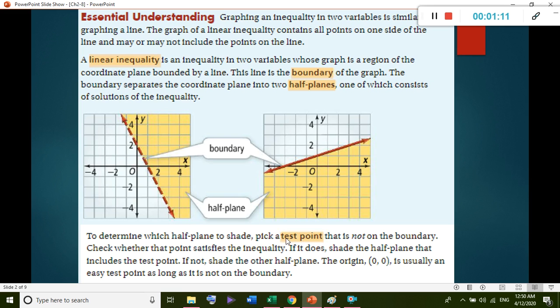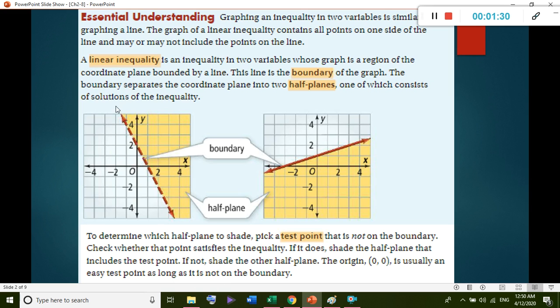What we're going to do is have a test point that is not on the boundary. Check whether that point satisfies the inequality. If it does, shade the half plane that includes the test point. If not, shade the other half. The origin (0, 0) is usually an easy test point as long as it's not on the boundary.